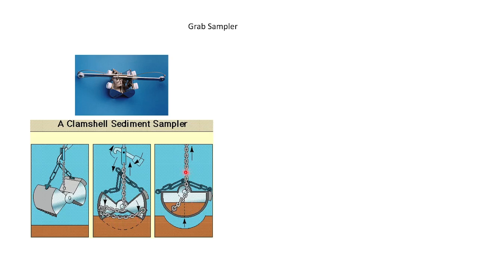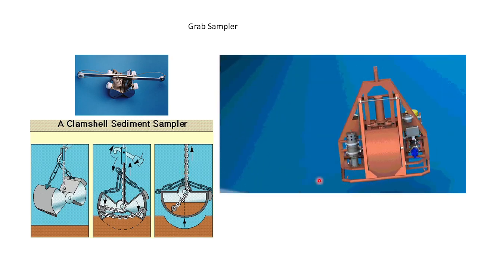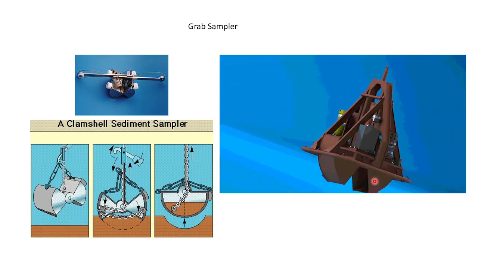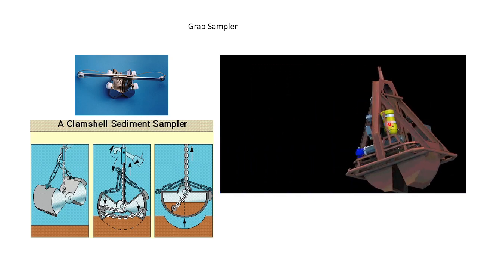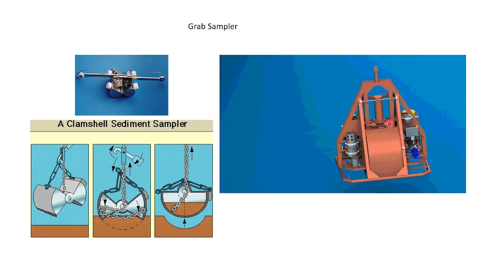And upon withdrawing the sampler to the vessel, the sample will be collected. Here in this GIF, these two are the clamshells, and it will get closed like this, and after getting closed, we'll pull it out and we'll get the samples.